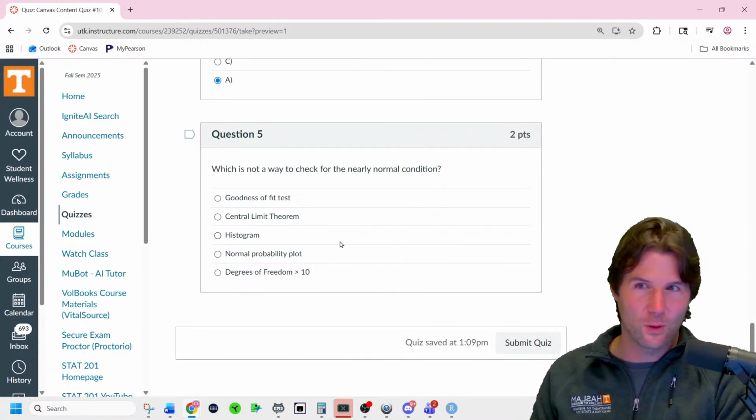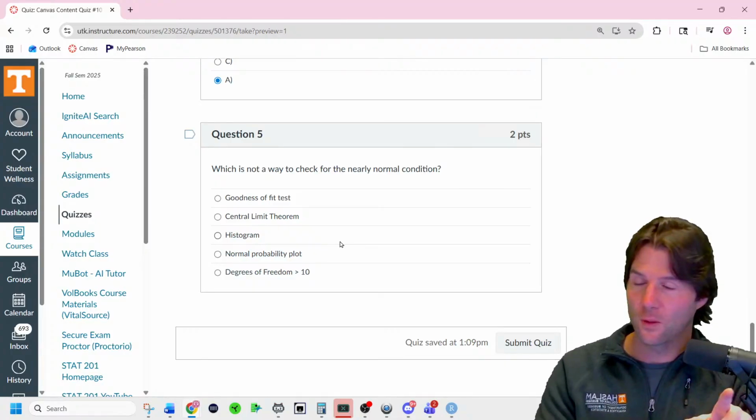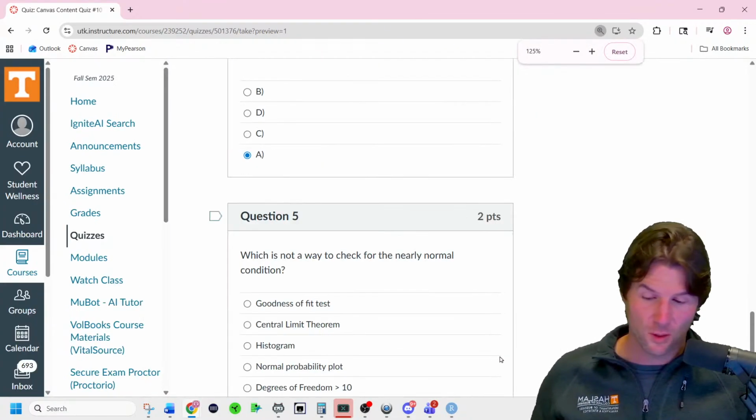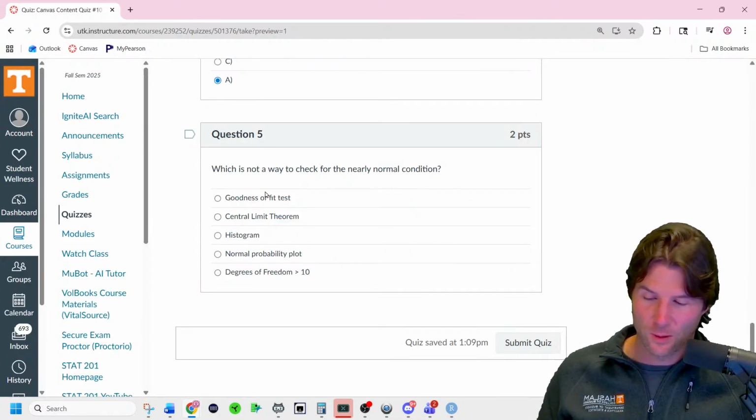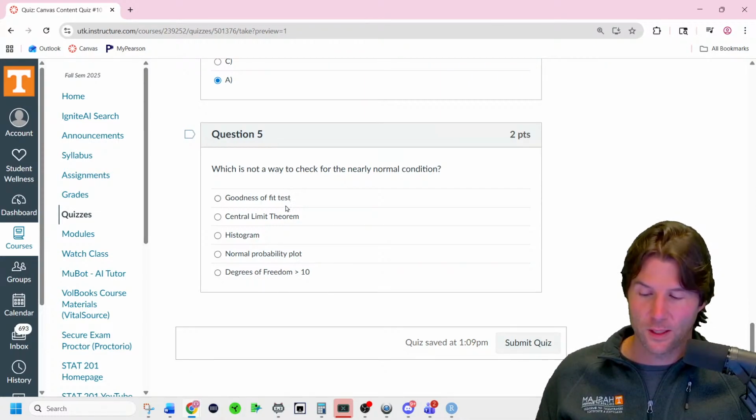We could do chapter 19 quiz. We could do chapter 19 homework and then the quiz. We'll do one version of this, and then we could do the quiz. What is not a good way to check the nearly normal? A, B, C, D, or E?